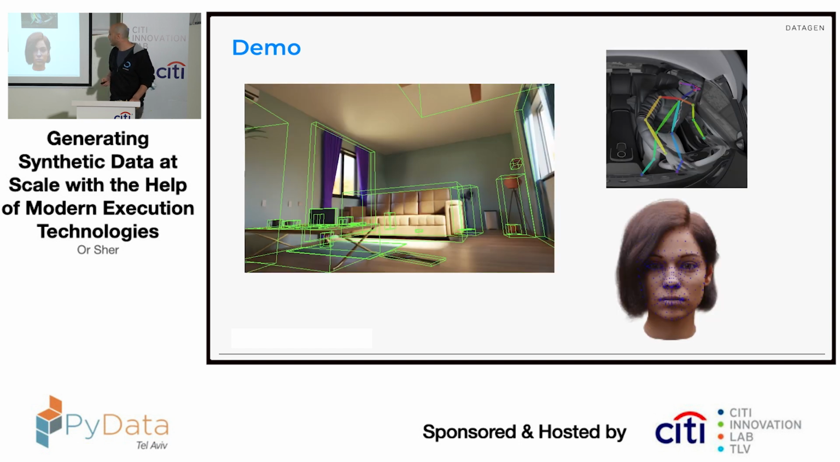Other than that, we can also generate textual metadata about the 3D environments, such as the bounding cuboids of each and every object inside of the scene, and key points, like you see on the female's face and on the driver's body.